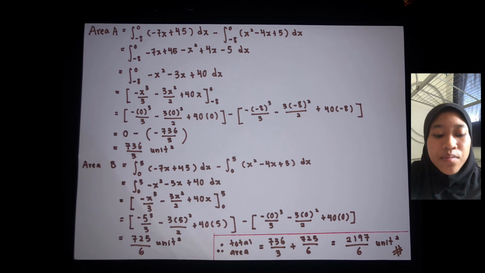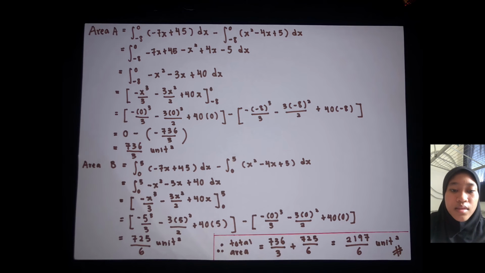So it will become, the first bracket will be 0 and the second bracket will be negative 736 over 3. So 0 minus negative 736 over 3, the answer will be 736 over 3 unit square. So this is the area of A.